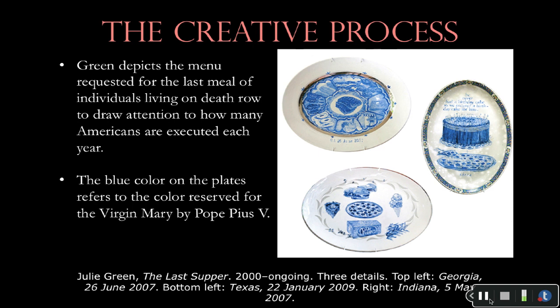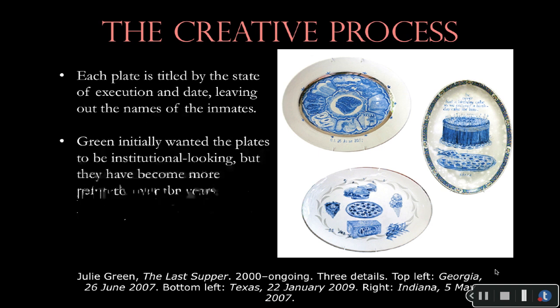And so each one of these plates actually documents the last meal of someone who was on death row. She also uses the blue color on the plates to reference religion. So she's looking to this Ming Dynasty tradition, but she's also using this blue color because it very much signifies for her the Virgin Mary, because this is the color that is reserved for the Virgin Mary by Pope Pius, okay? And when you think about the Virgin Mary, you often think of her as wearing this blue gown, a blue shroud of some sort.